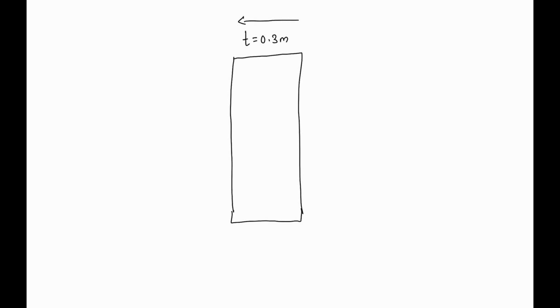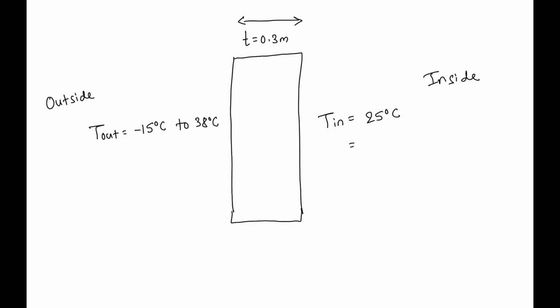If we draw a schematic for this, we have this wall for which thickness is L equal to 0.3 meter. This is the thickness. Let us consider this as outside. So T outside is varying from minus 15 degrees Celsius to 38 degrees Celsius, and let us say this side is inside, and inside temperature T in is 25 degrees Celsius, and if we convert it into kelvins, it comes out to be 25 plus 273, which is 298 Kelvin.